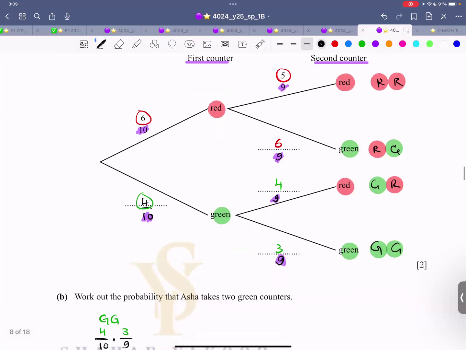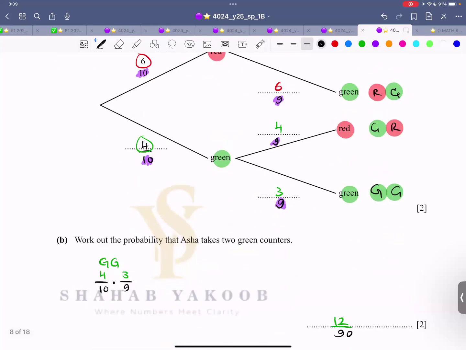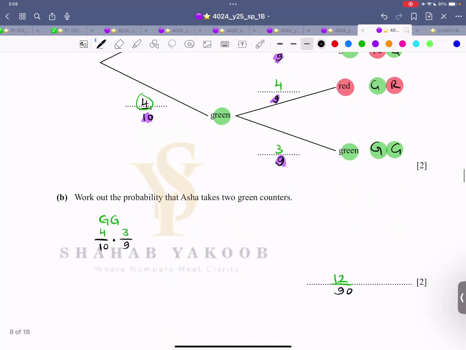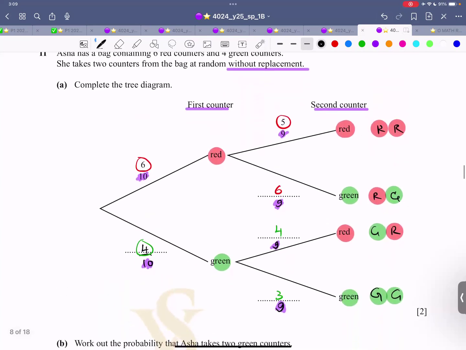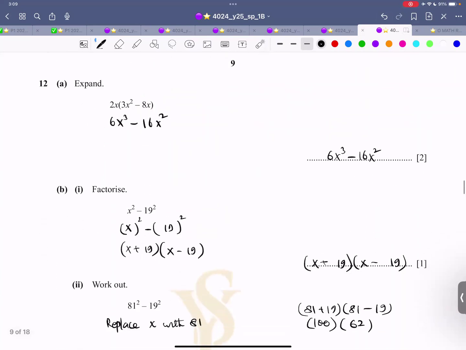So now work out the probability. Asha takes 2 green counters. That's green, green. So 10 and 9, that is 90. And 4 and 3, that is 12. So this is 90. This is 12. No need to reduce because the examiner has not asked for it. Very simple question.